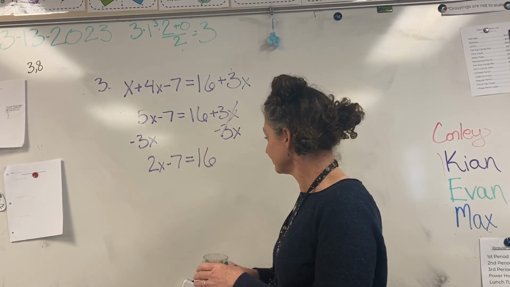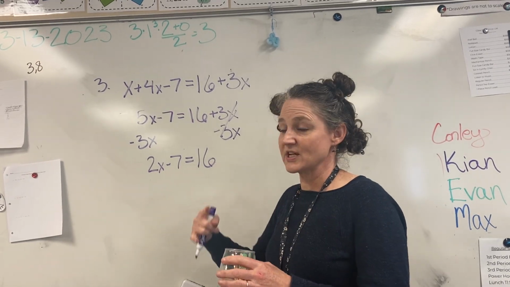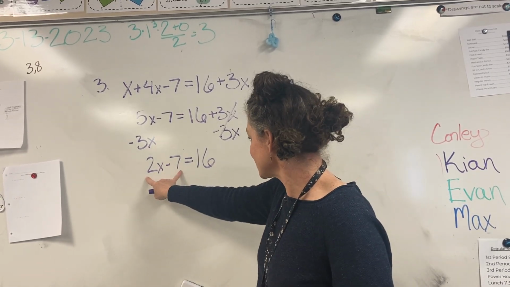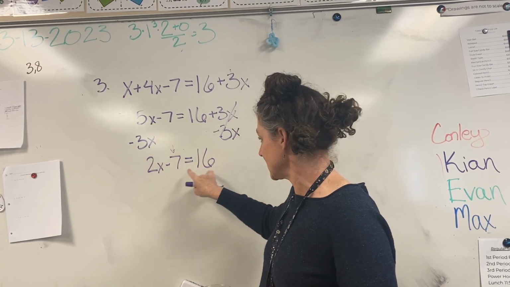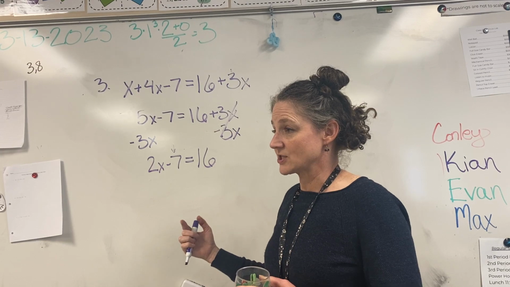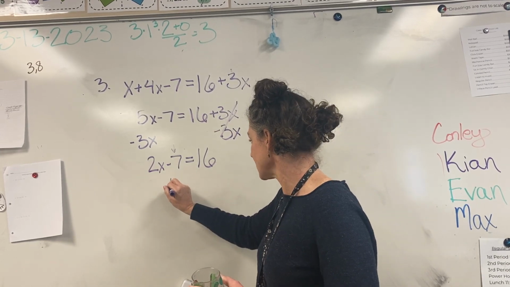So, Johnny. I just flipped the sticks. Everybody's fair game again. I have 2x minus 7. I want to get this 7 over with this 16. It is subtracted. One undoes subtraction. Addition. So I'm going to add 7 to both sides.